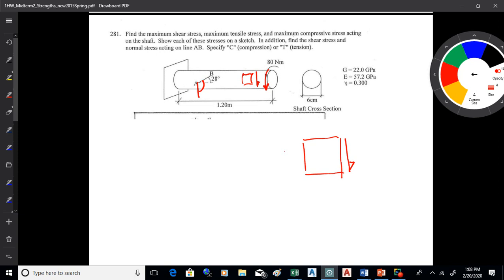I can't remember what that number was on that, but you would calculate that. It's torsion times radius divided by moment of inertia is how you would figure that out. All right, that's 281. It's 1.89 megapascals. All right? So you start with that.